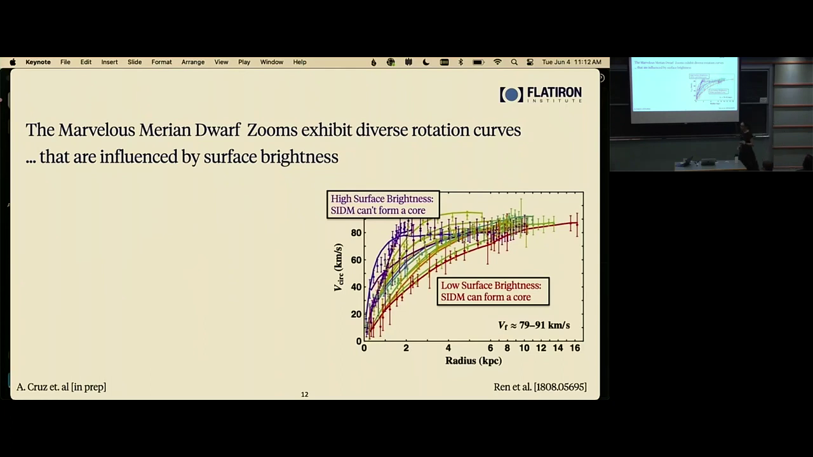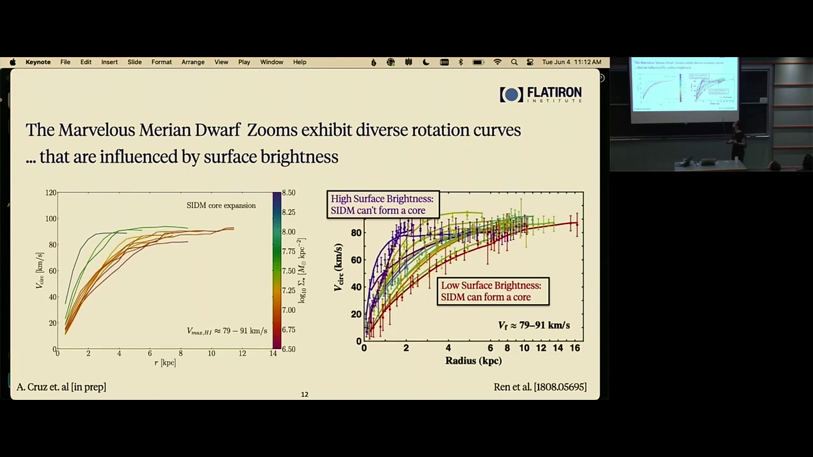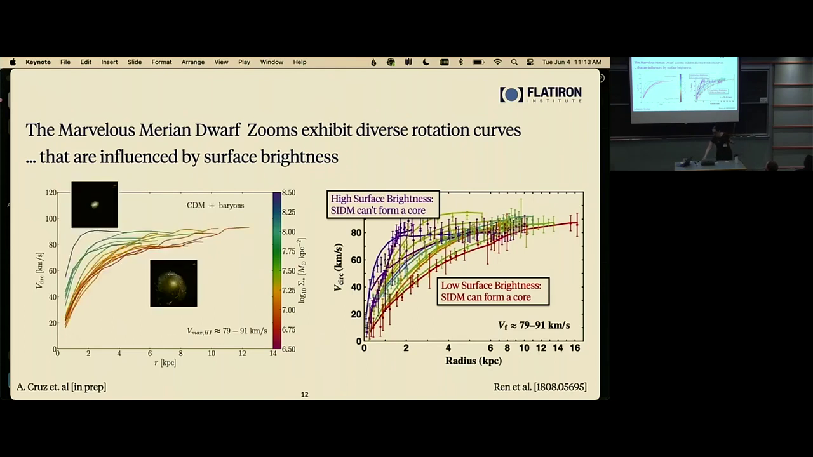And what we see preliminarily, so this is a fit, I should say, and what we see in our core expansion SIDM simulations is the same thing. So we're actually able to produce this in the simulations. I've taken simulations that are in the CMC max range, and I've colored them by surface brightness. And you can see that there's some relationship between how fast or slow the rotation curve rises and the surface brightness. Not too surprising to me, though. The same thing happens in CDM plus baryons. So you also see a relationship between how fast or slow the rotation curve rises and the surface brightness of the object.